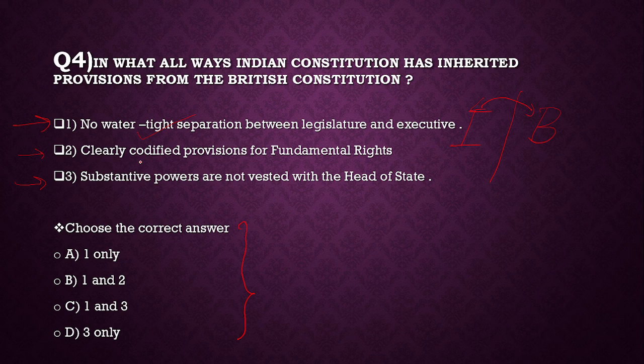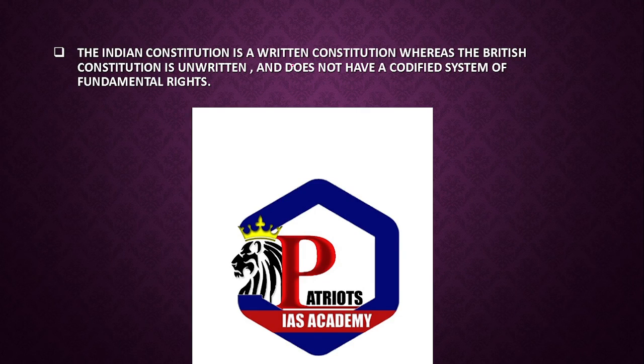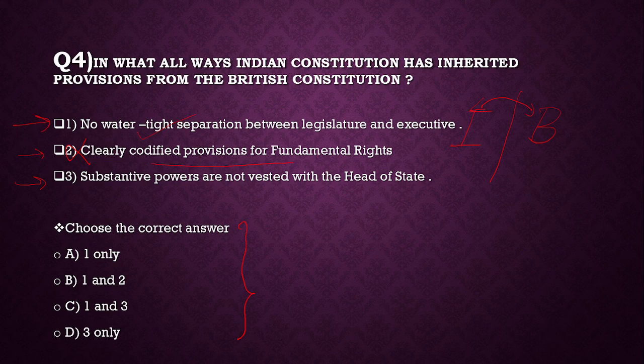Look at the statement 2. Clearly codified provision for fundamental rights. See, this statement is incorrect. Why is it incorrect? The Indian Constitution is a written constitution, whereas the British Constitution is unwritten and does not have a codified system of fundamental rights. So there is no similarity. So the statement 2 is incorrect.